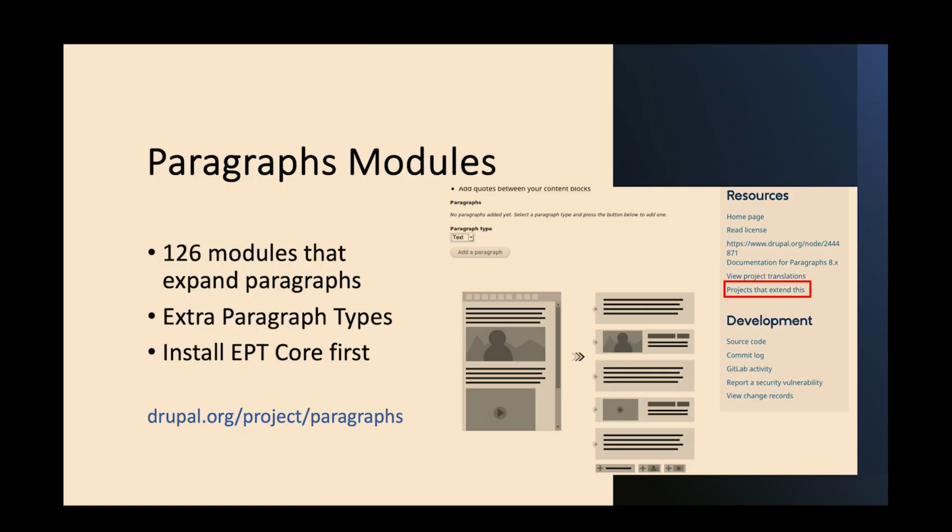The paragraphs module was developed earlier, before Layout Builder really took off, so there's a pretty robust ecosystem for paragraphs out there. If you go to drupal.org/project/paragraphs, the good thing to know is there are projects that extend this. If you click on that link, you'll get a whole list of them, and you'll get this for blocks as well. You can see extra paragraph types that are available to install there.